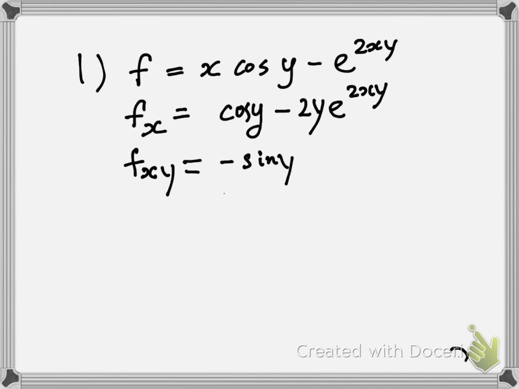If I first differentiate 2y, I get negative 2. And I keep the other term. The next time around, I must keep my negative 2y and differentiate e to the 2xy with respect to y. That will give you 2x e to the 2xy.